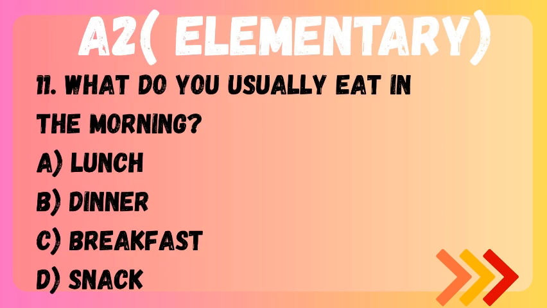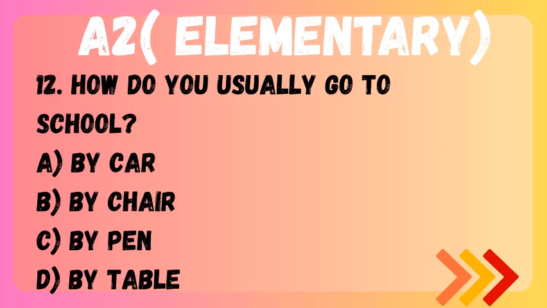A2, Elementary. 11. What do you usually eat in the morning? A. Lunch. B. Dinner. C. Breakfast. D. Snack. 5, 4, 3, 2, 1. 12. How do you usually go to school? A. By car. B. By chair. C. By pen. D. By table. 5, 4, 3, 2, 1.